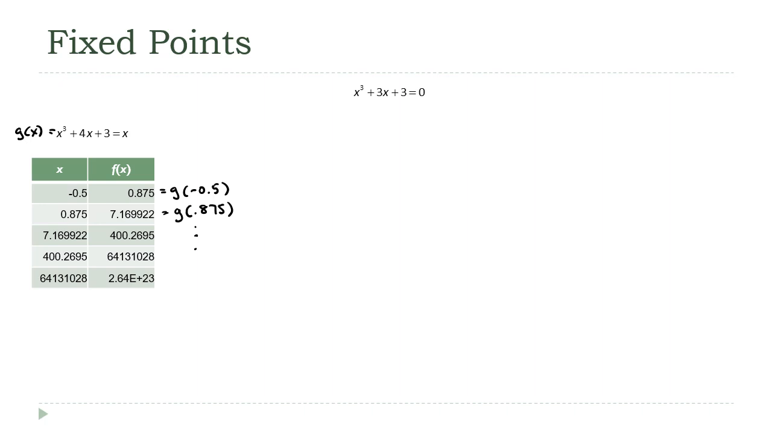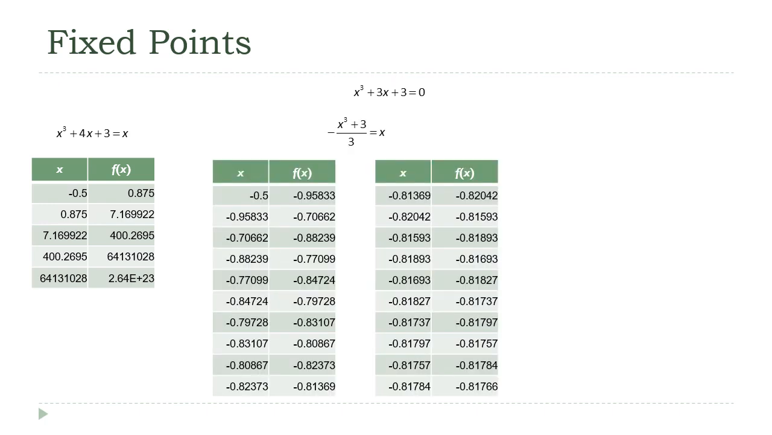For example, I could take my original expression and solve it for that x there. If I do that, this becomes 3x equals -x cubed minus 3, and then I'll divide everything by 3, and I get another function, this one, that should also have a fixed point at the solution to the original equation. Okay, so what happens if we do that? Well, then you get these results.